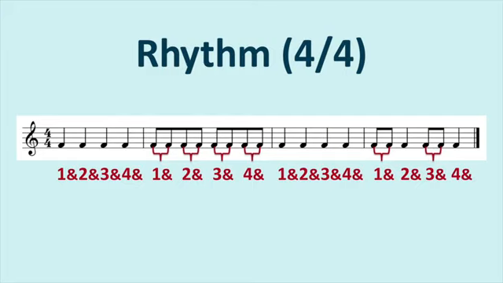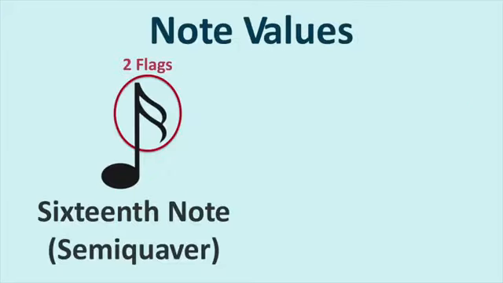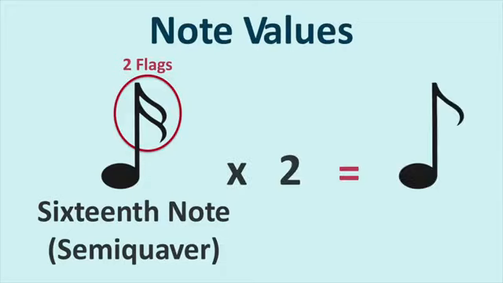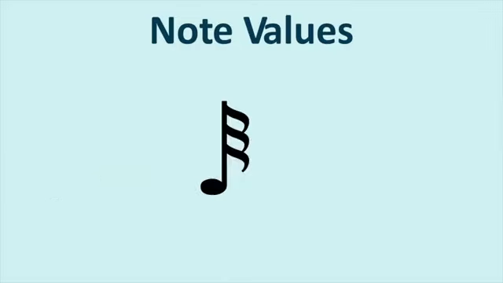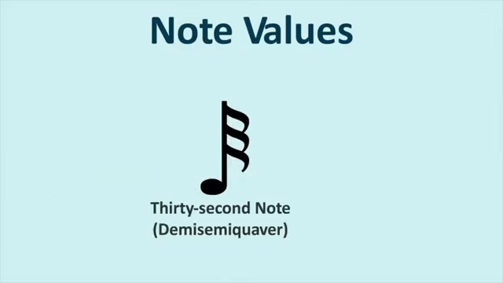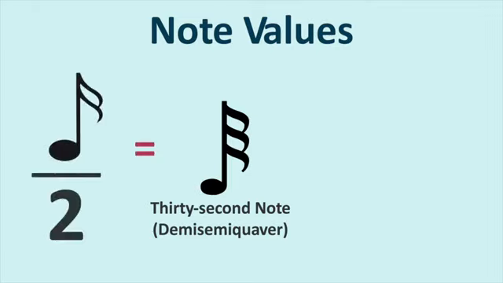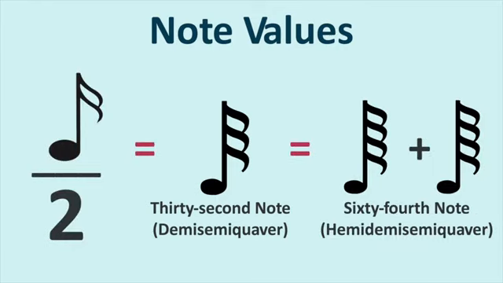In fact, we can add more flags to the notes. When there are 2 flags, it's a 16th note or semiquaver, and 2 16th notes equal 1 eighth note. Similarly, when there are 3 flags, it's a 32nd note or demisemiquaver, and 1 32nd note lasts half as long as a 16th note, and twice as long as a 64th note or hemidemisemiquaver.